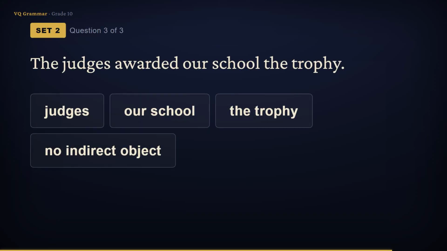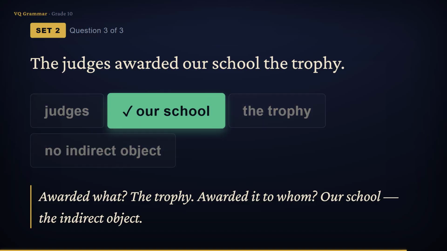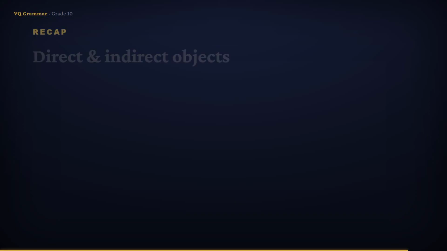The judges awarded our school the trophy. Find the direct object first. Awarded what? The trophy. Now the second question. Awarded it to whom? To our school. And our school sits between the verb and the direct object, right in the indirect object's seat. So the answer is our school.